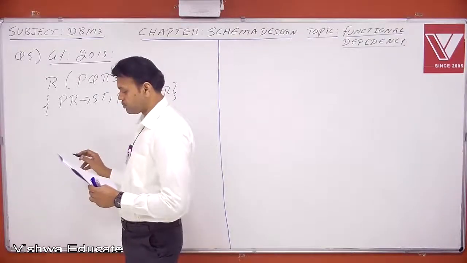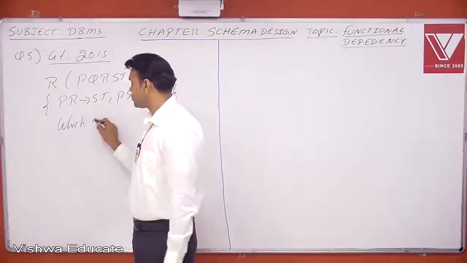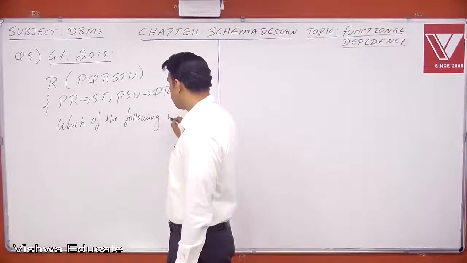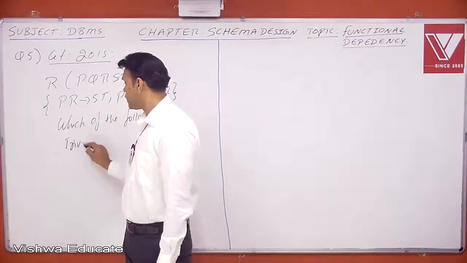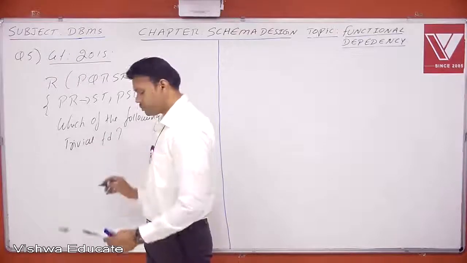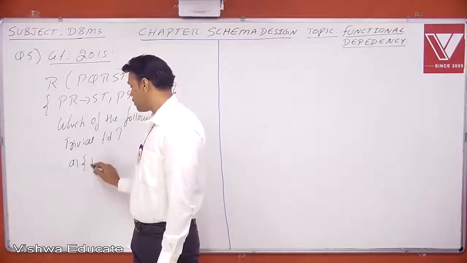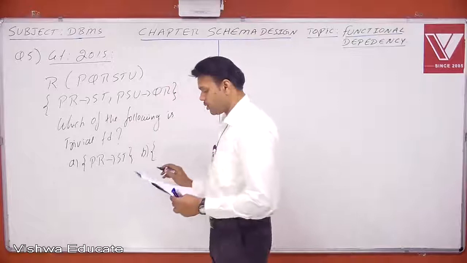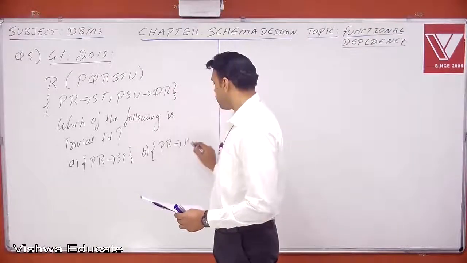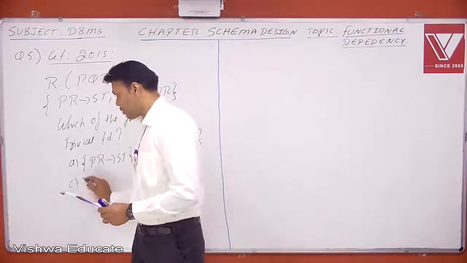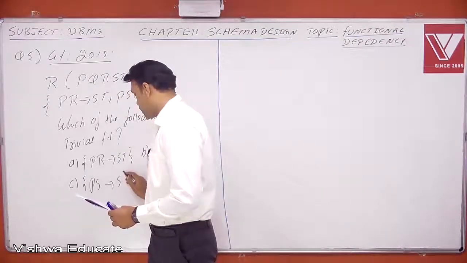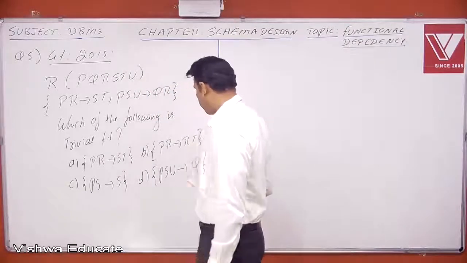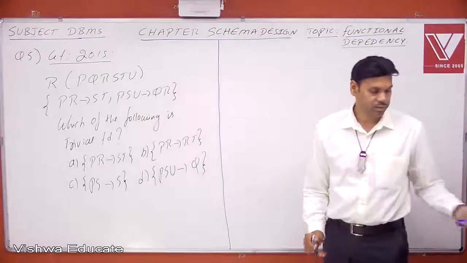Now he is asking, which of the following is a trivial FD. So the options are: P R determines S T, and P R determines R 3, and P S determines S, and P S U determines Q. Okay.